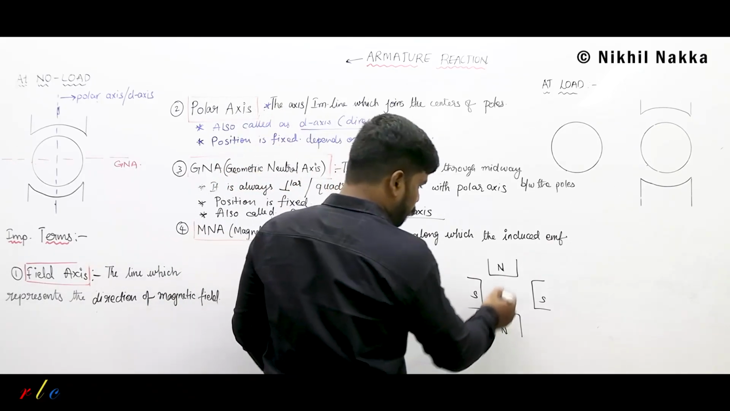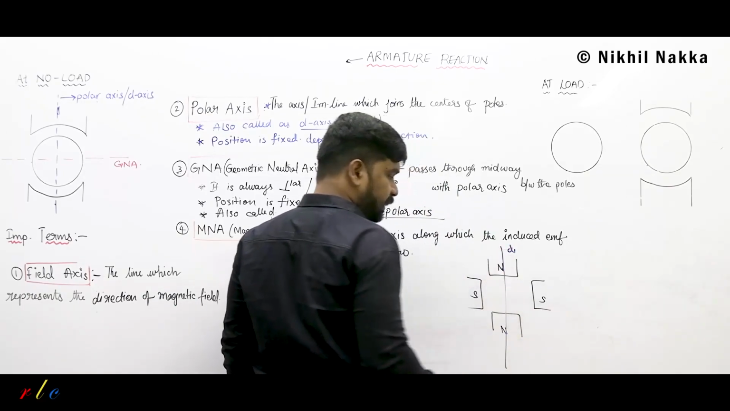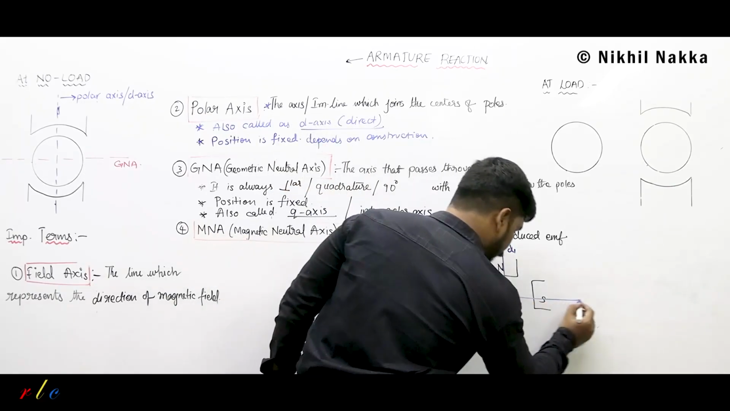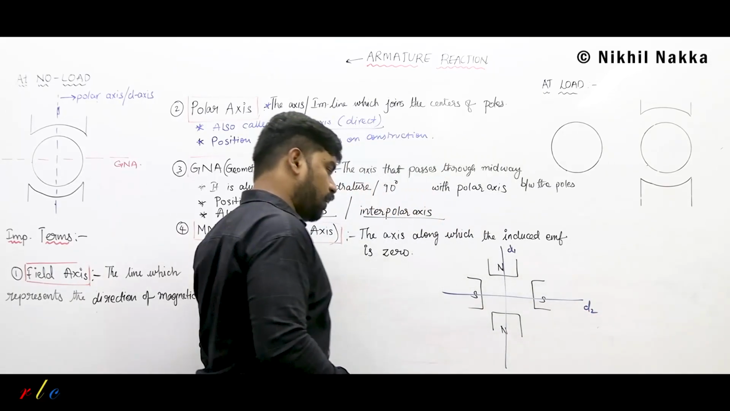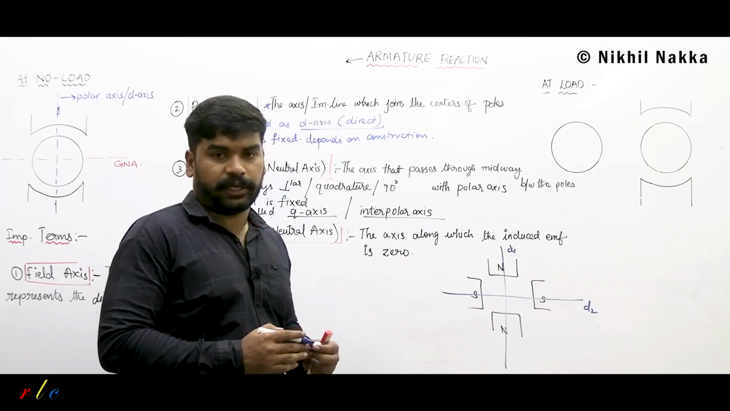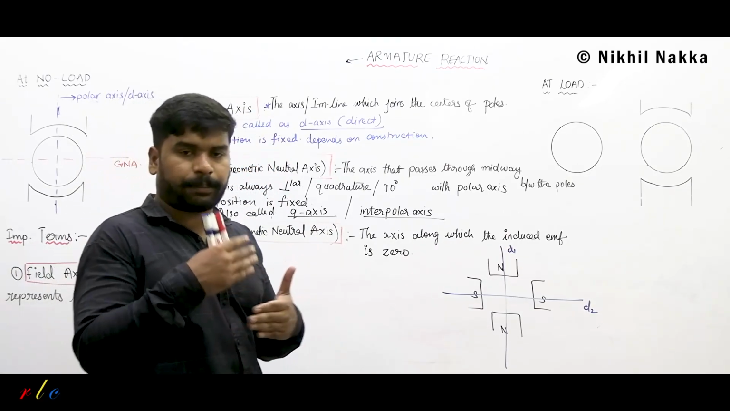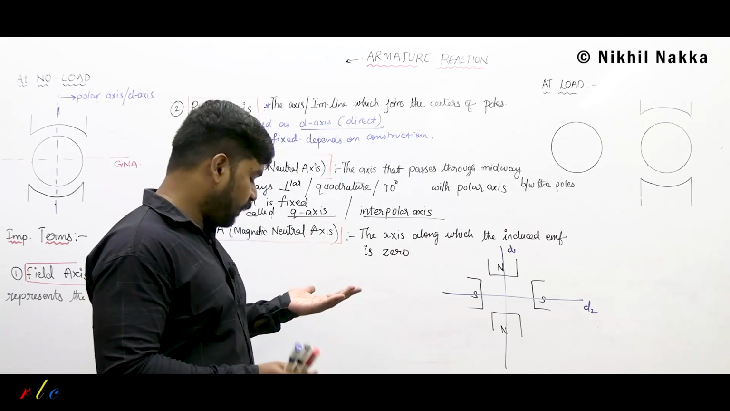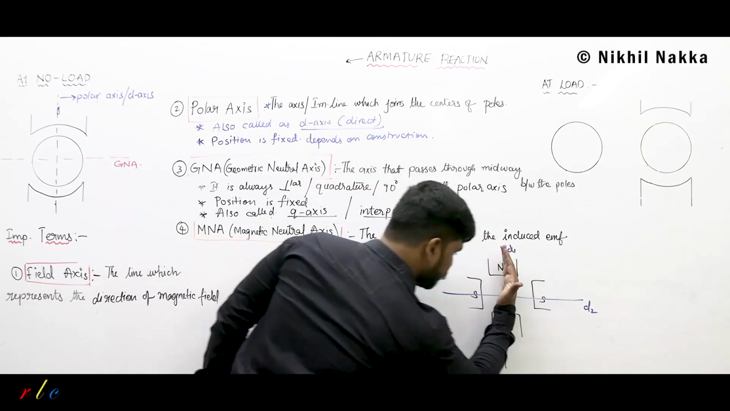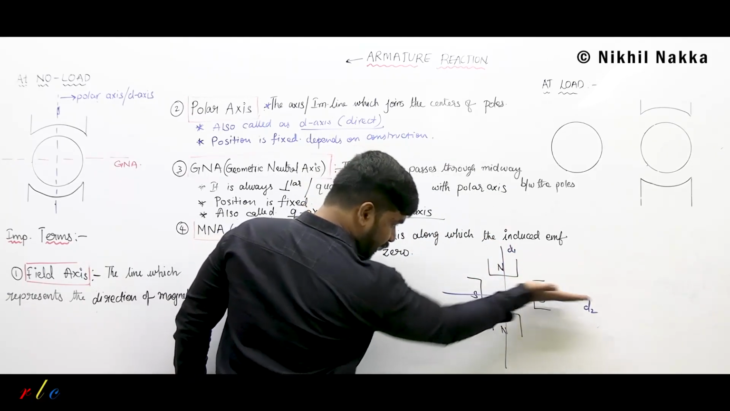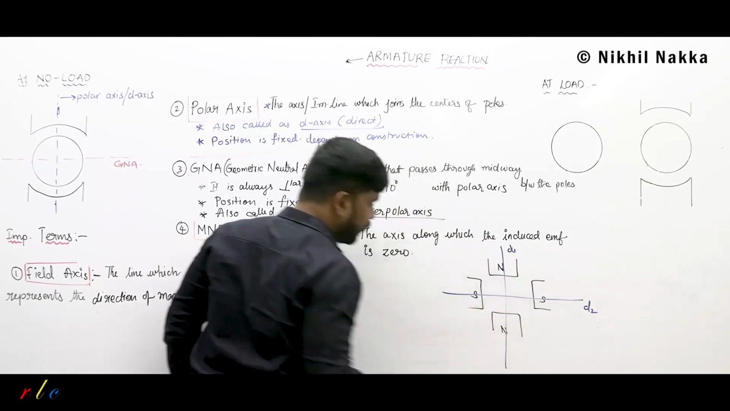Now if I am supposed to draw the polar axis for this case, what will be the polar axis? You will get one polar axis for one pair of poles. Let us say direct axis 1, D1, another polar axis D2. Now what about GNA? Sir, you told that GNA is something which is 90 degrees or perpendicular to the polar axis. Now if I take polar axis 1, what would be the 90 degrees line? This would be the 90 degrees line, but there is already another D axis. Now for this one, if you take 90 degrees, this would be the 90 degrees.